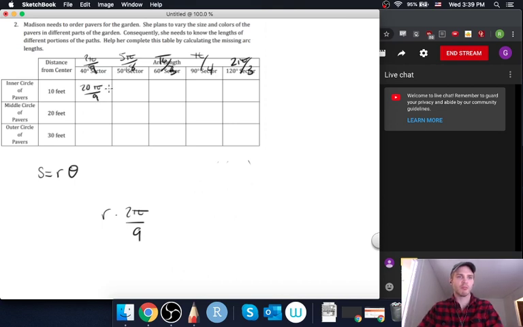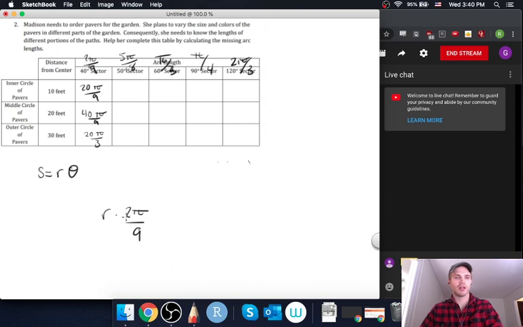And they may want you to get an approximation for this, like actually punch it into your calculator and see what that comes out to. I'll leave that to you. It's not super hard. This one we're going to plug in 20 for r, so it'll be another 2 times this one. So this will be 40 pi over 9. Now this one will be 3 times here, so it'll be 60 pi over 9, which we can reduce to 20 pi over 3.